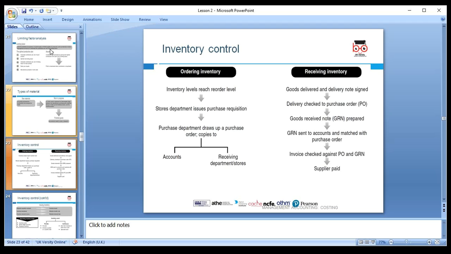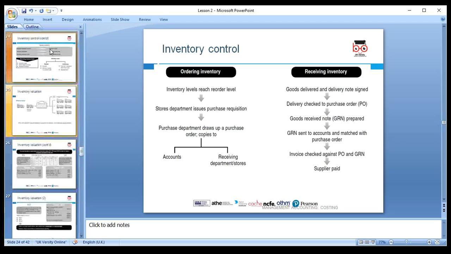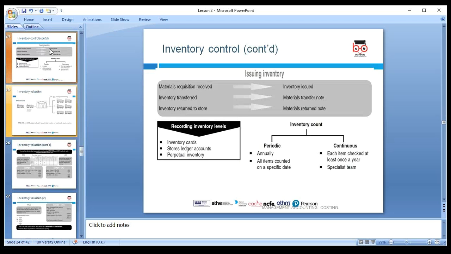So, inventory ordering level: each store department issues the purchase requisition, and the purchase department drops the purchase orders, with copies going to accounts and the receiving department. When receiving inventory, the goods are delivered, the delivery note is checked against the purchase order, and a goods received note is prepared. The goods received note is sent to accounts and matched with the purchase order, the invoice is checked against the purchase order and goods received note, and the supplier is paid. So that's the process of inventory.